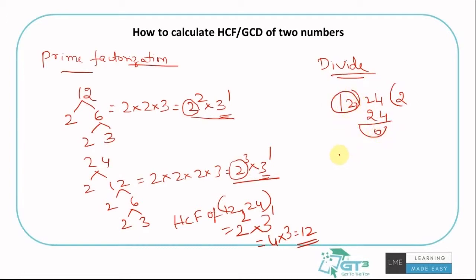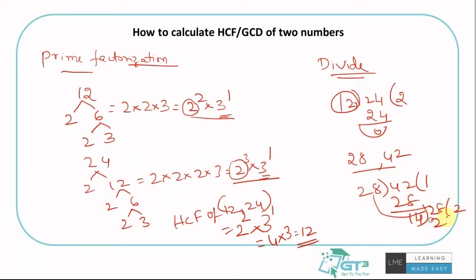Okay, let's try something else to clarify this. Let's take 28 and 42, right? So I start with this smaller number dividing the bigger number. 28 ones are 28. So I get 14 as the remainder. 42 minus 28, so I'll get this 28 here. Now I know 14 twos are 28, can divide it, and 0. So hence I got the remainder 0. HCF is 14 for these two numbers, 28 and 42.